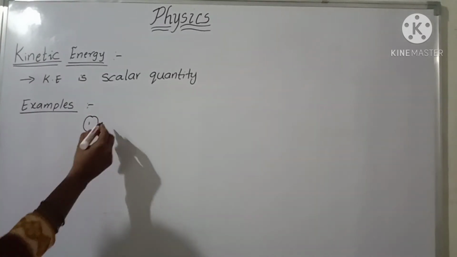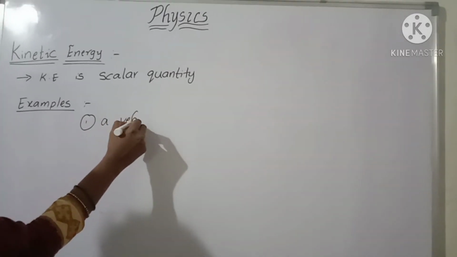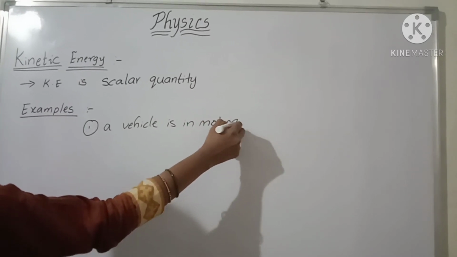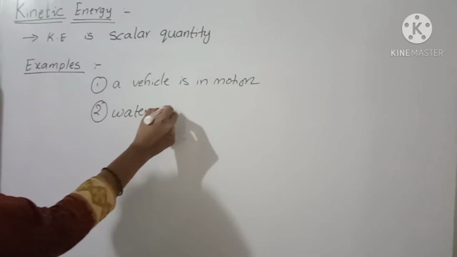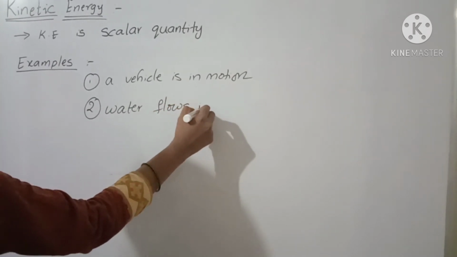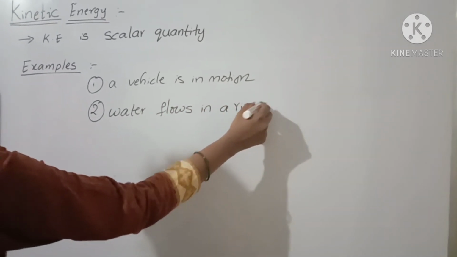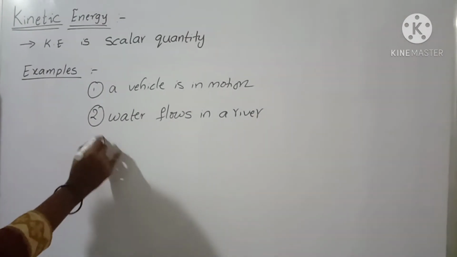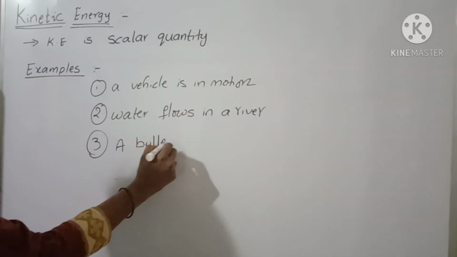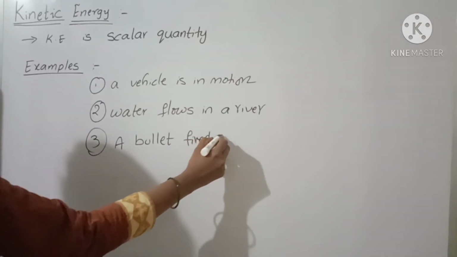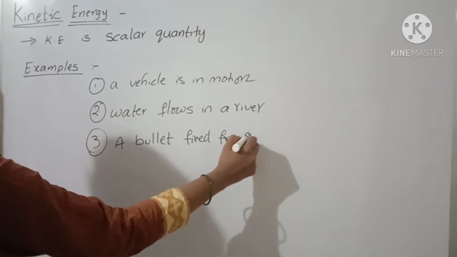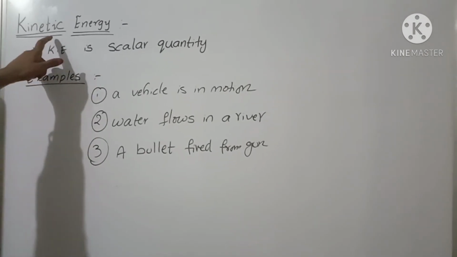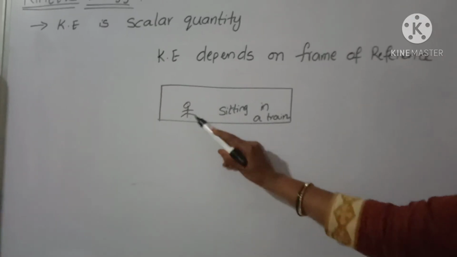A vehicle is in motion. The vehicle which is in motion has kinetic energy, like a car, bus, bike, whatever vehicle is in motion. Second one, water flows in a river. The water flowing in a river has kinetic energy. And third one is a bullet fired from a gun. After firing, the bullet is moving with some velocity and it has some mass. So these three are the examples for kinetic energy.